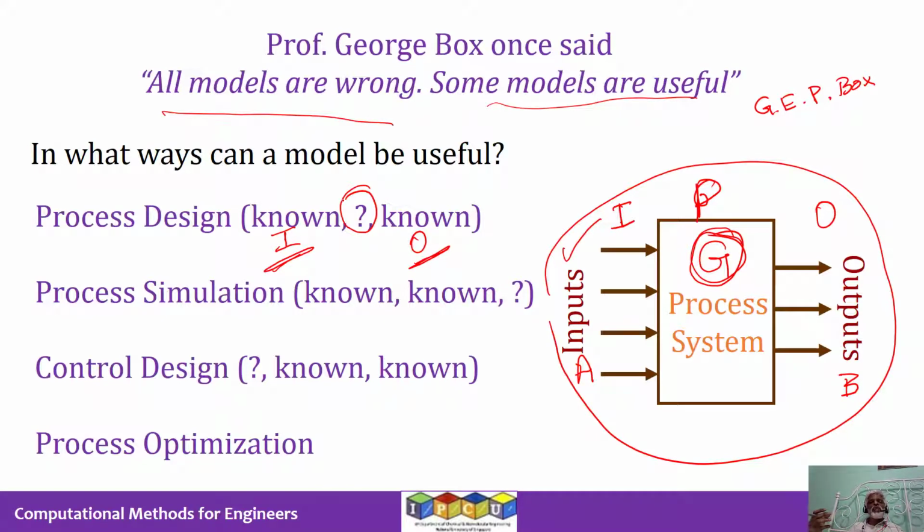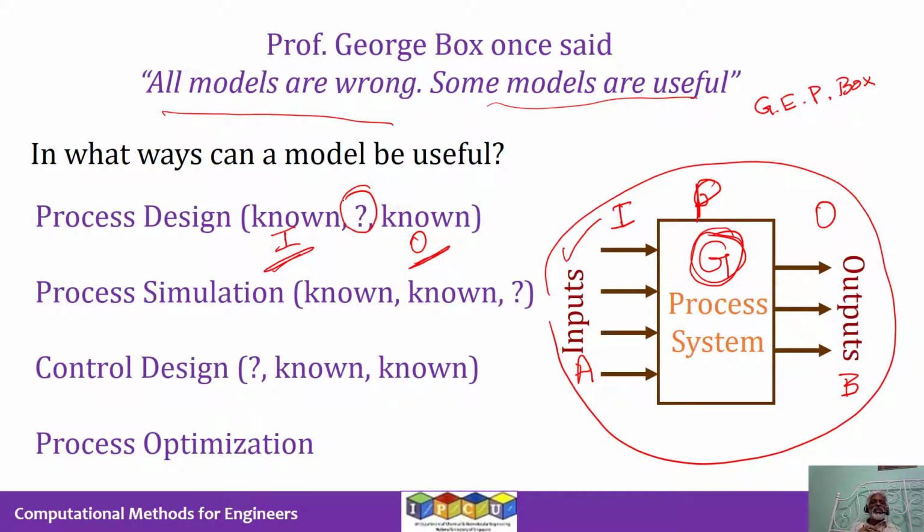So in process design problems, the inputs and outputs are known, and you're trying to find out the process system. So you're trying to find out G. That's the question. How do you design the various equipment? And when we say design, oftentimes it is the sequencing of equipment and the size of each equipment. So that is the process design problem.